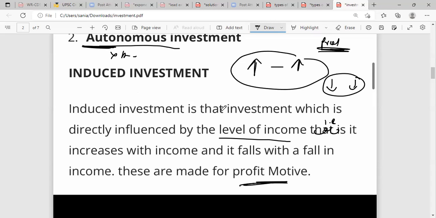So induced investment is that investment which is directly influenced by the level of income. That is, it increases with an increase in income, and it falls with a fall in income. And these are made for profit motive. These investments are basically for profit maximization. Their main motive is to earn profit. Clear?